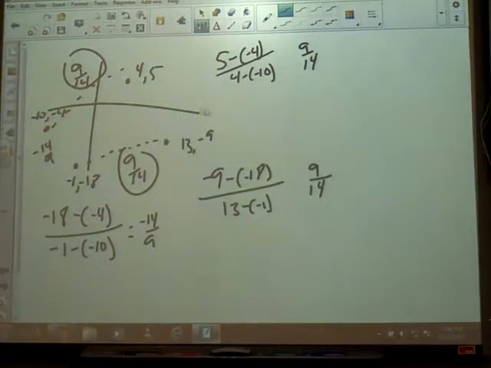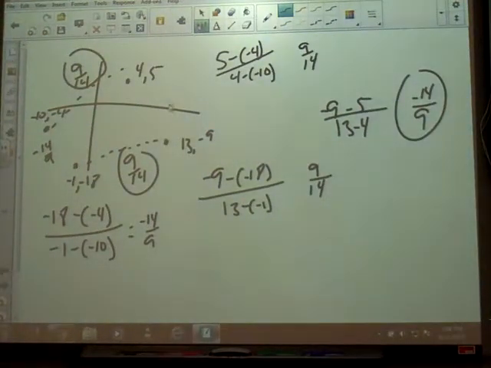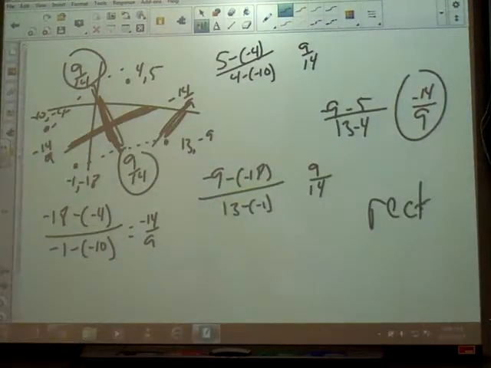So Chase is saying, yeah, let's check it out over here and see. Negative 9 minus 5 over 13 minus 4, negative 9 minus 5 is negative 14, 13 minus 4 is 9. So that one was negative 14 9s. So opposite sides here are parallel, yes. Parallel here, yes. Opposite reciprocals, yes. Which makes that thing a rectangle.